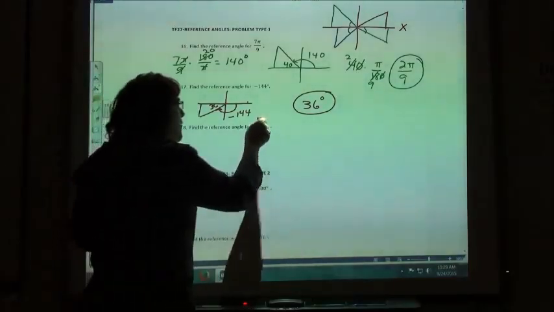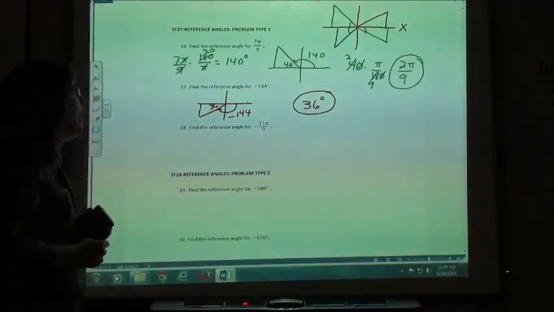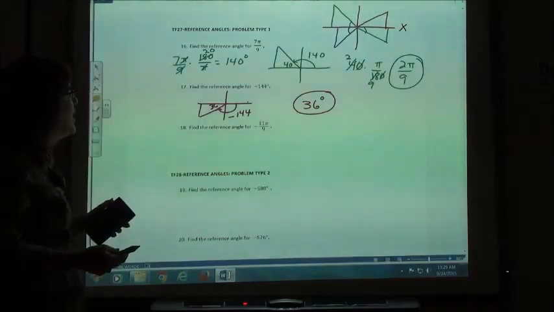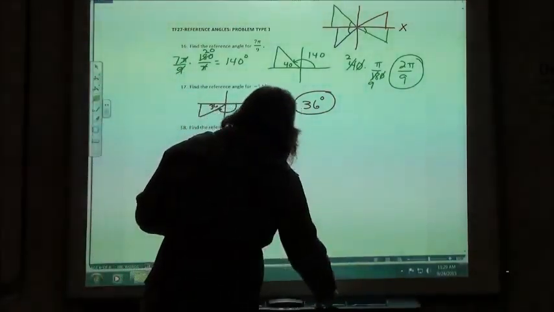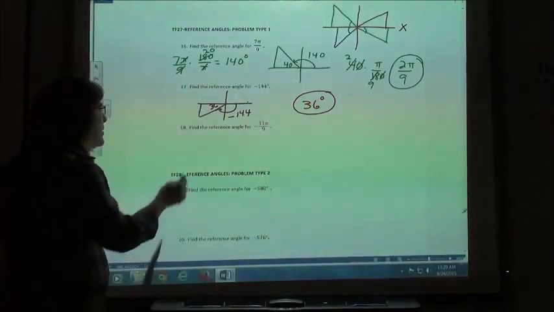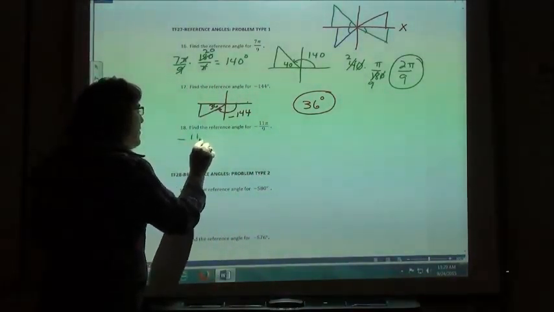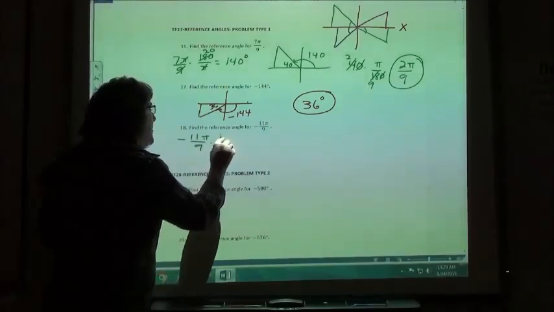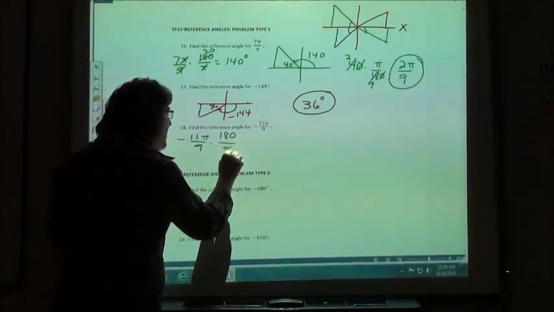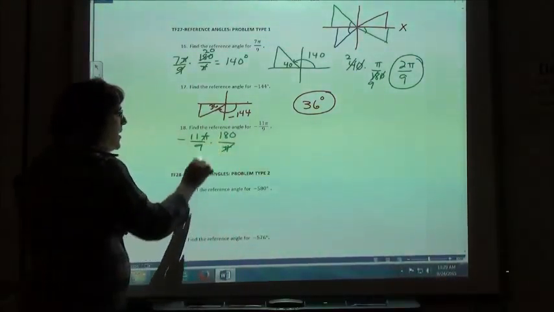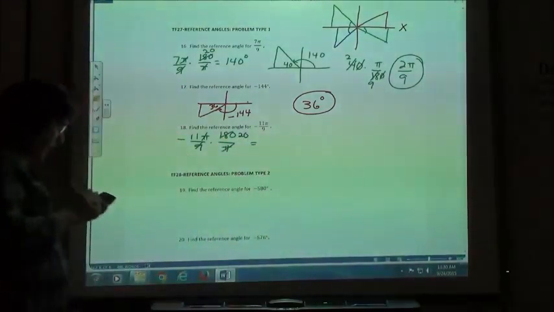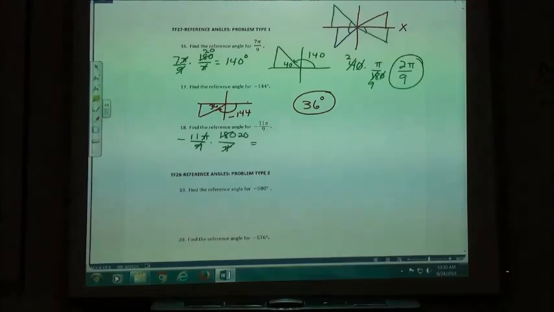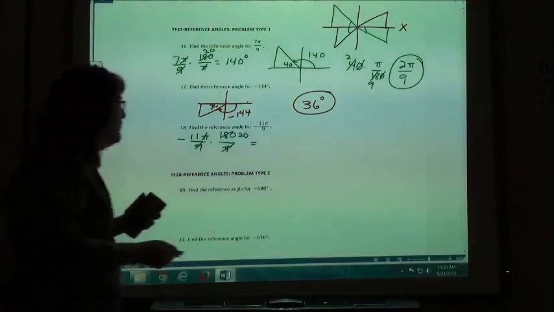Find the reference angle for negative 11 pi over 9. Again, I'm not very good with radian measures, so I've got to convert it into degrees for my mind to keep straight what I'm doing. And so that's what I'm going to do. Negative 11 pi over 9 times 180 over pi to convert my radian measures. 9 goes into 180 20 times. So if I take negative 11 times 20, I get negative 220.